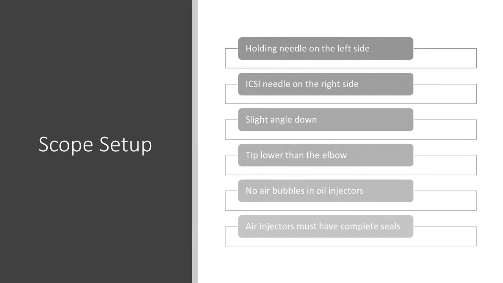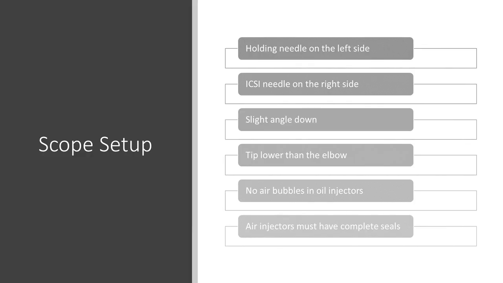Proper scope setup will make learning ICSI much easier. Knowing how to focus up and down, knowing how the joysticks move up and down, and how the injectors will pull or push media. I like the term lefty-loosey and righty-tighty. This is something told to me when I was young, growing up on a small farm, and it still holds true today with the delicate micro-equipment. That being said, it's important to note that the tips of the tools have a slight angle downward, where the tip hits the bottom of the dish before the elbow does. If the tip is tilted upward and the elbow hits first, it will be impossible to immobilize sperm.